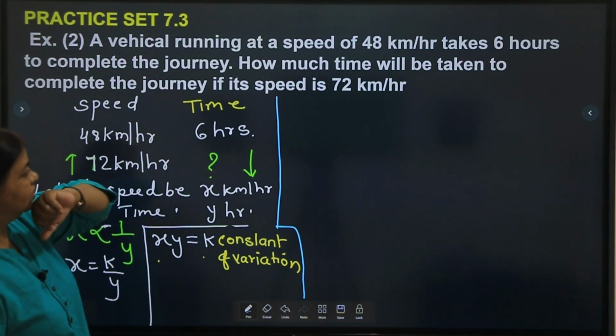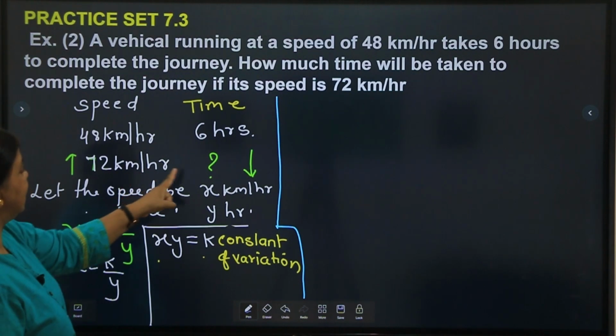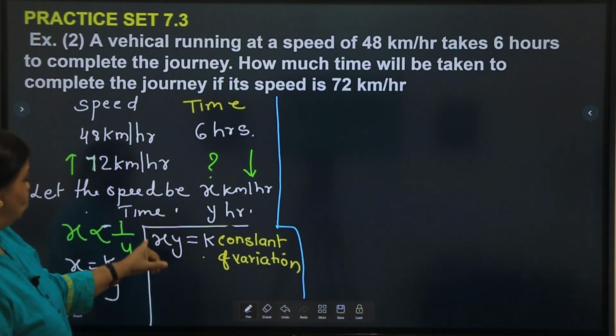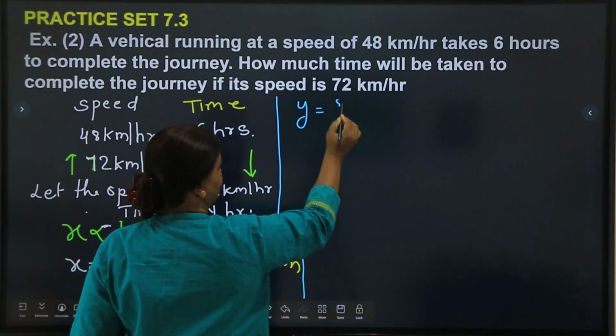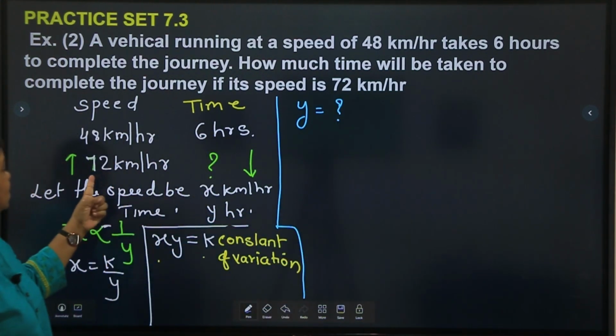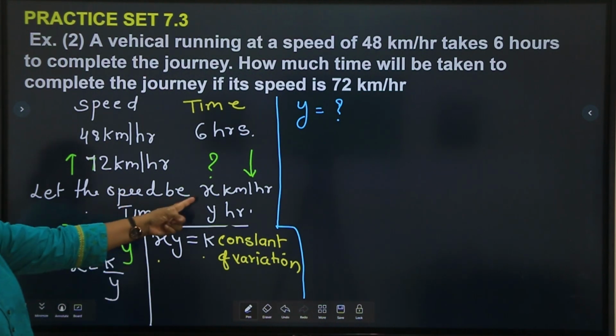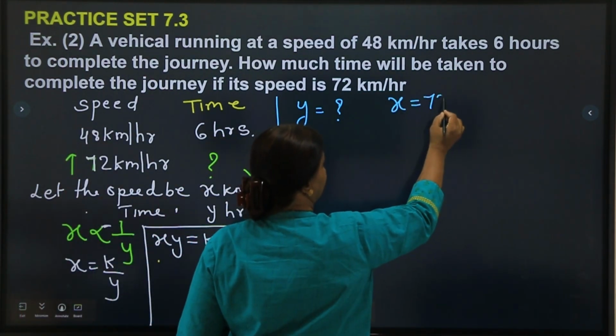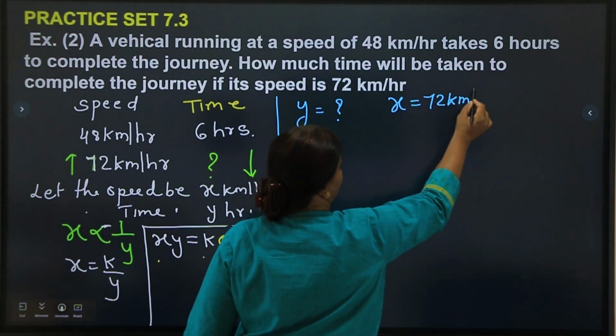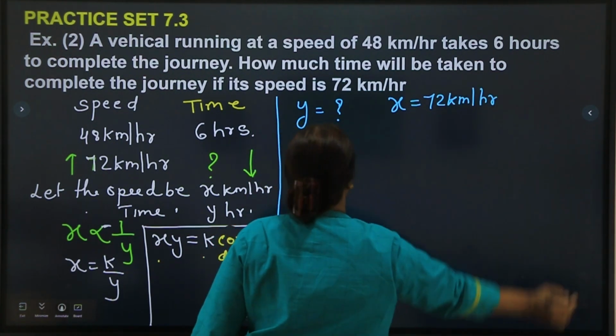Let us read further. How much time will it take? So time here we have assumed y. So y is equal to question mark. When the speed is 72 km per hour, speed is x. So x is how much? 72 km per hour.